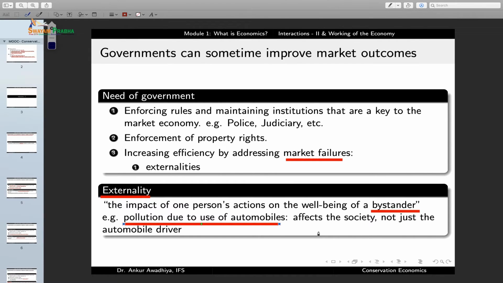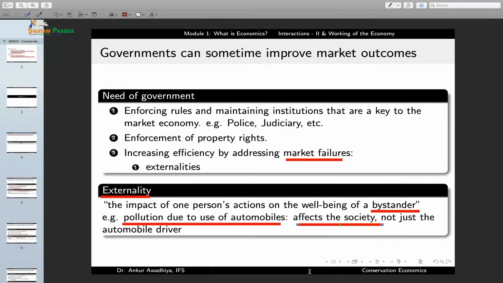Now, if somebody is driving a big sized SUV, then this person is not just driving the SUV and fulfilling his or her own requirements, but is also polluting the environment because this SUV is giving out a lot of smoke. Now, this smoke will not just impact the automobile driver, it will impact the society in total. Because when the air is polluted, everybody is impacted. And so this pollution is an externality because the action of a doer in choosing to drive a vehicle which is giving out lots of smoke is putting an impact on a bystander who has got nothing to do with this decision.